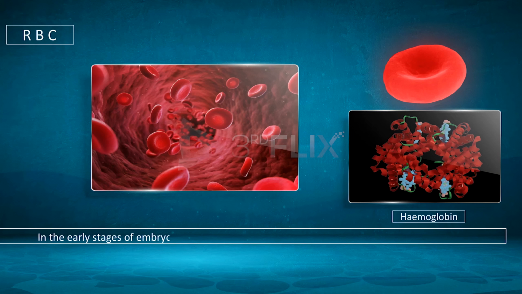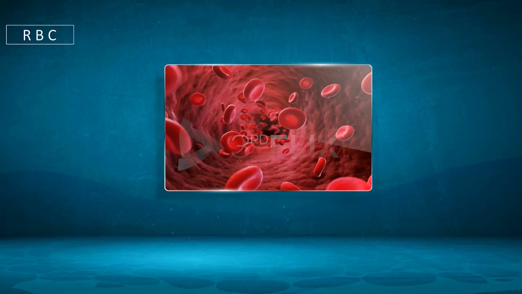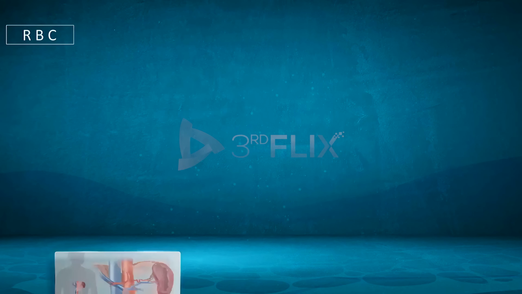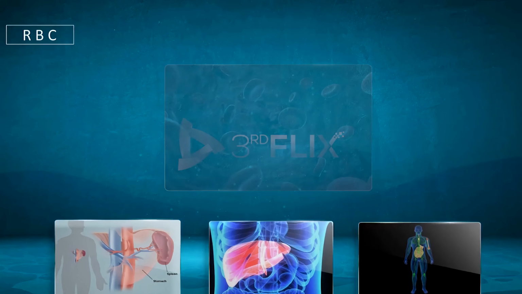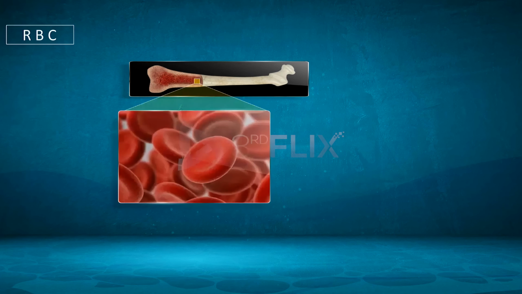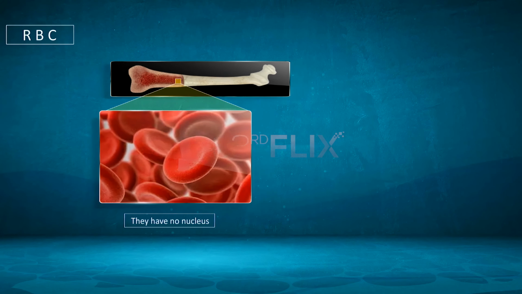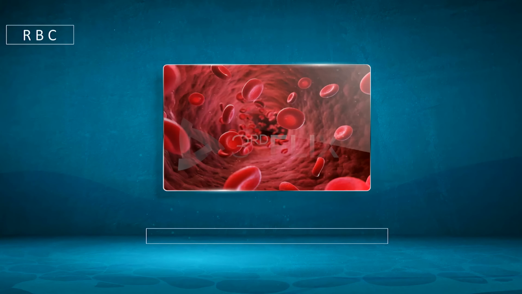In the early stages of embryogenesis, blood cells are found in the yolk sac called blood islands. With the development of an embryo, the blood formation occurs in the spleen, liver, and lymph nodes. Bone marrow is formed in adults. RBCs are biconcave in shape and have no nucleus except in the camel and llama. They help in the transport of oxygen and carbon dioxide.